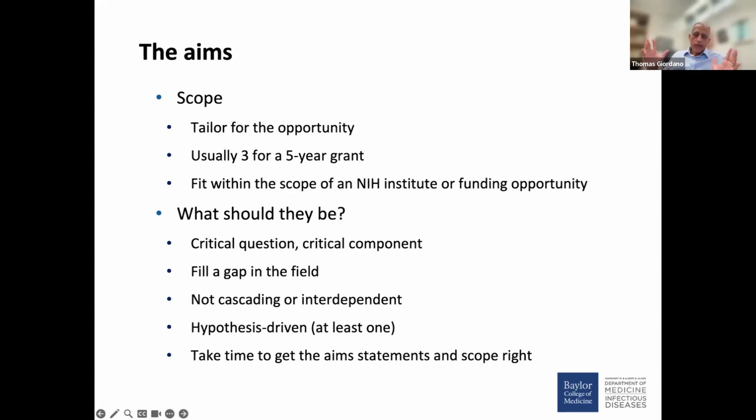You can certainly propose 4. I'm not saying it has to be 3, but that's the typical number. But whatever it is, it has to fit within the scope of the opportunity, and fit within the purview of an NIH institute.